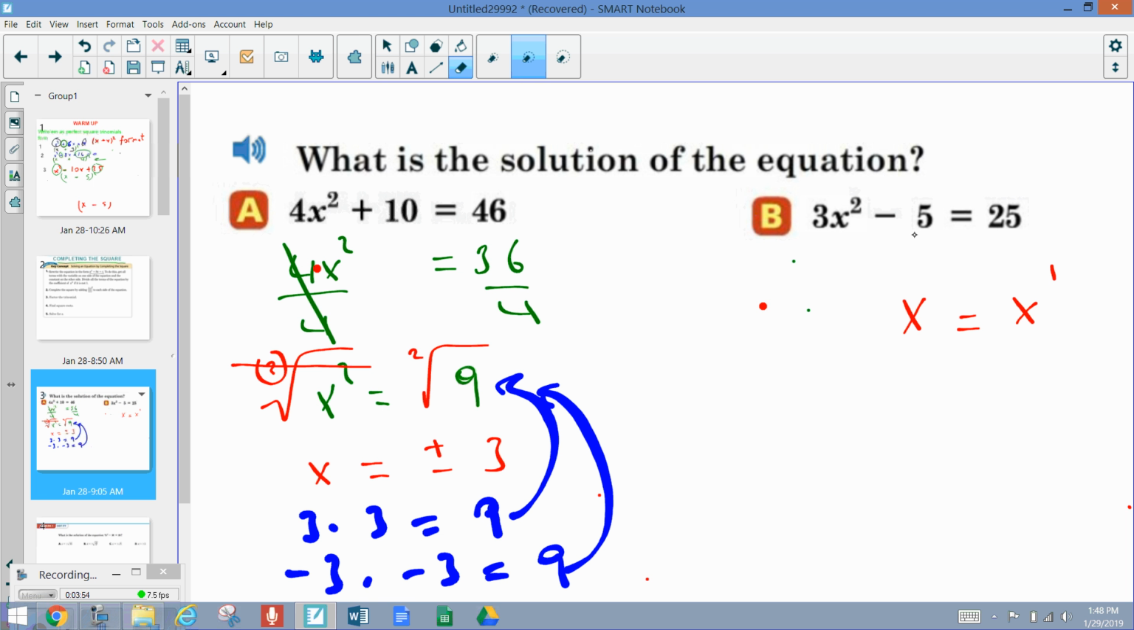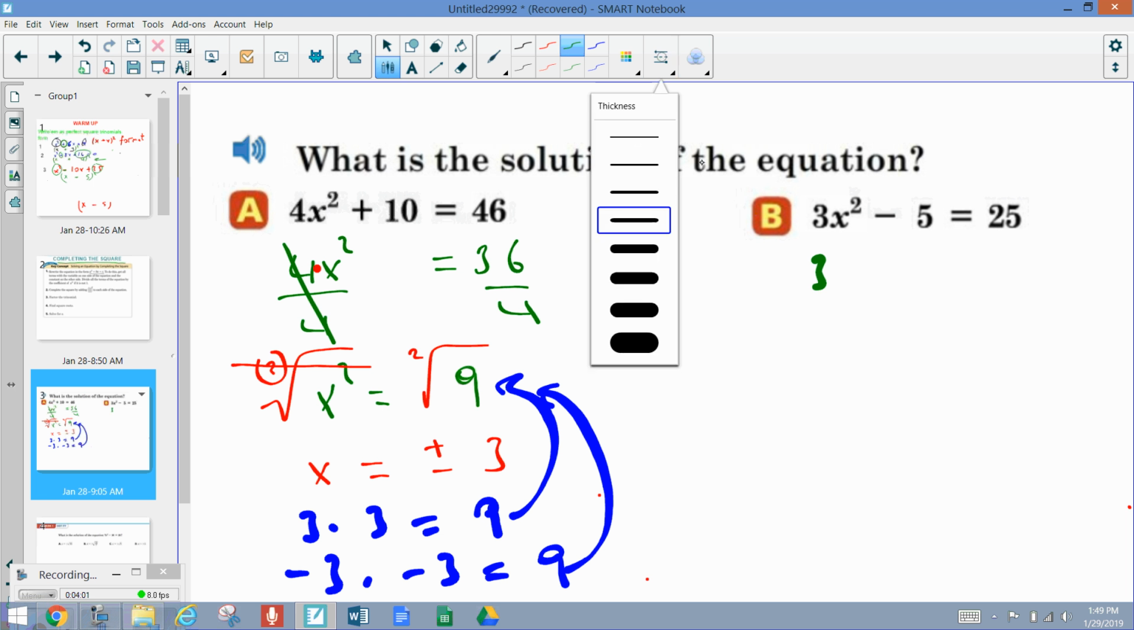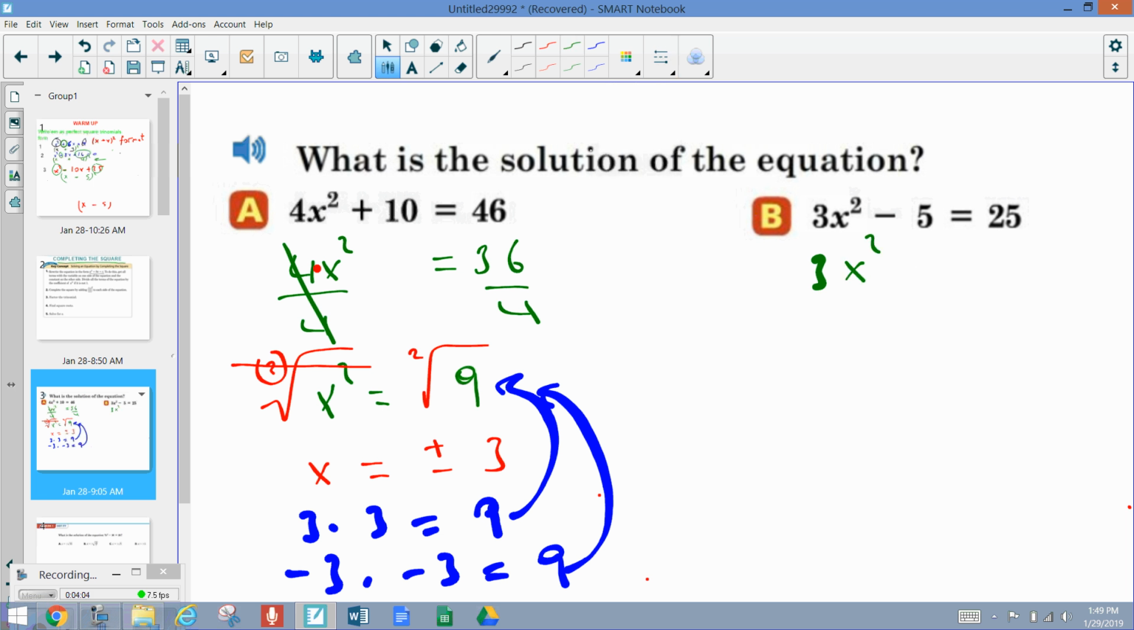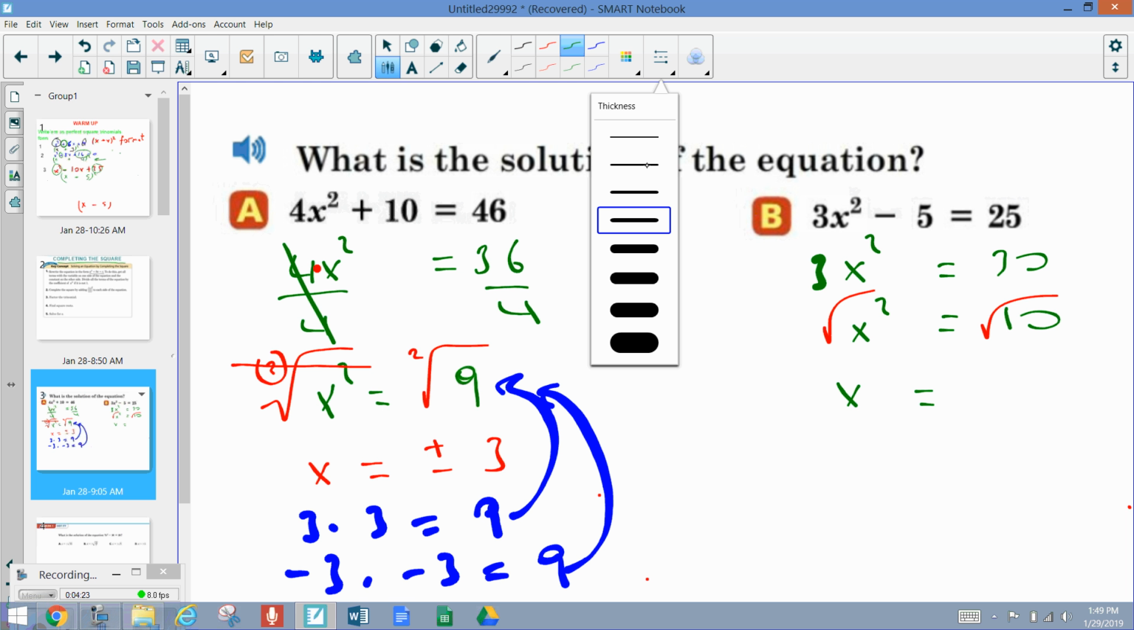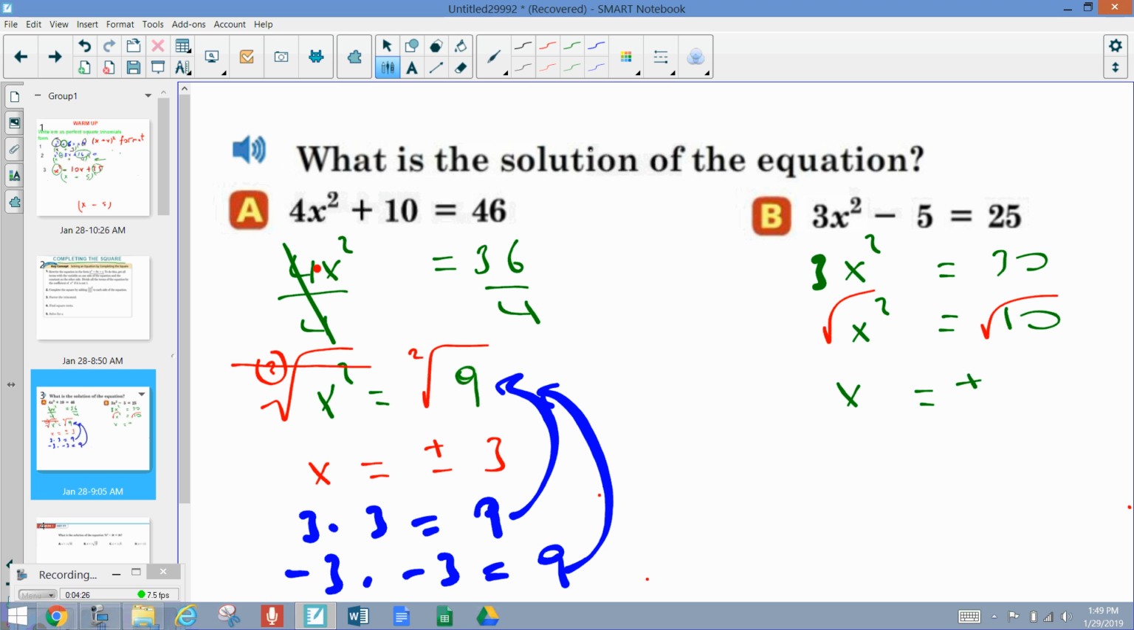Okay, let's do this one. Yes, you're right. So we're going to add 5 to both hand sides. It is equal to 30. Divide both sides by 3. x squared is equal to 10. Let's take the square root of both hand sides. Since this index is 2, which is even, x will be equal to plus minus root 10.